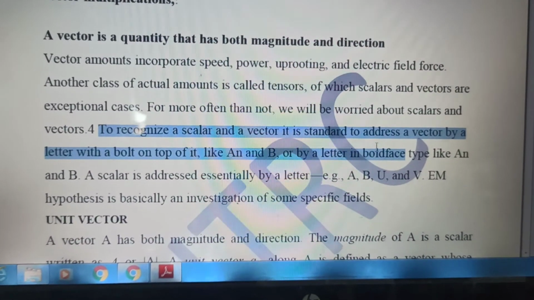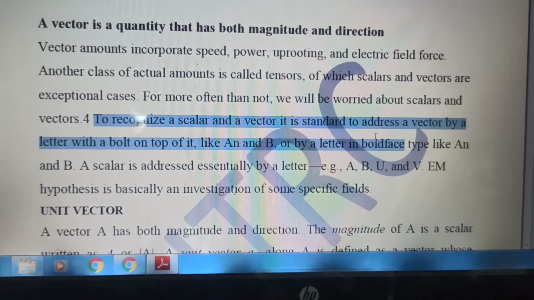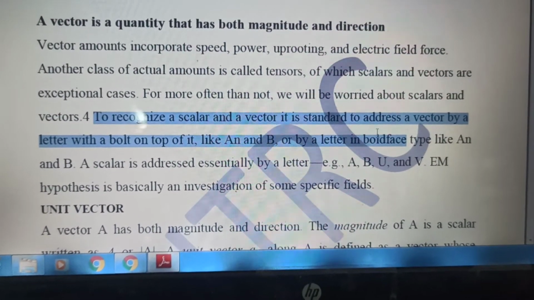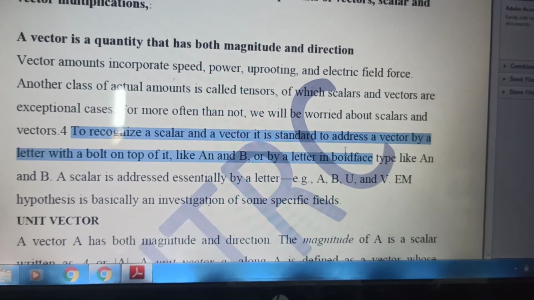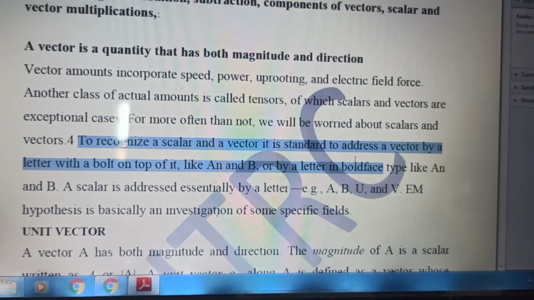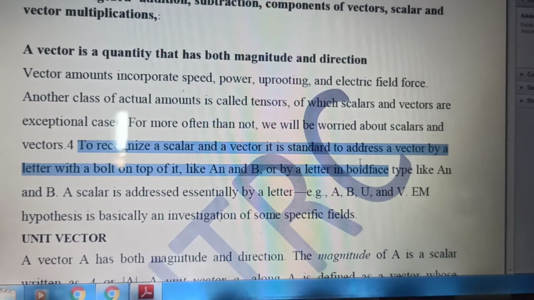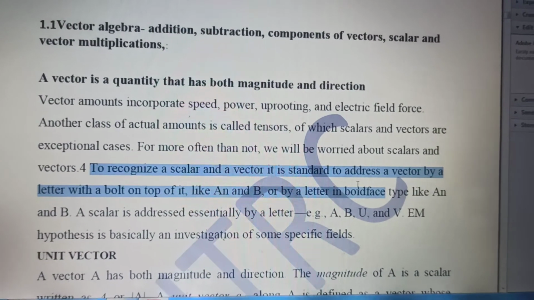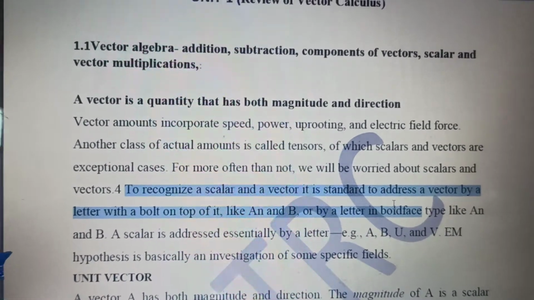For example, take the case of mass, the mass of a body. The mass of a body has only a magnitude: if it is 10 kgs or 20 kgs, that's it. But if we are concerned about weight, weight automatically comes into the category of vectors. I think the basic difference between a vector and a scalar is quite clear.